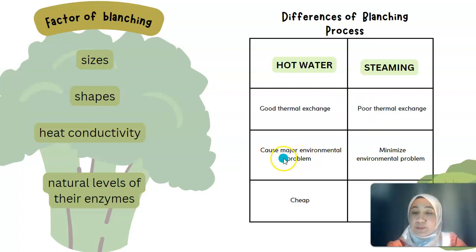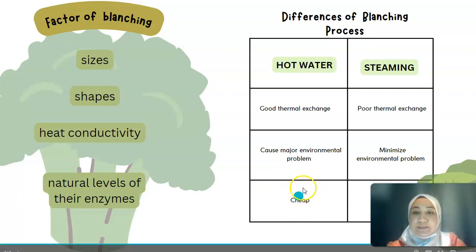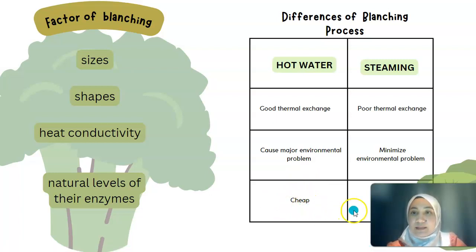Second, the hot water technique will cause a major environmental problem compared to the steaming process, which will minimize the environmental problem. And lastly, the hot water process of blanching provides cheap maintenance for the process, and steam blanching will involve an expensive cost.